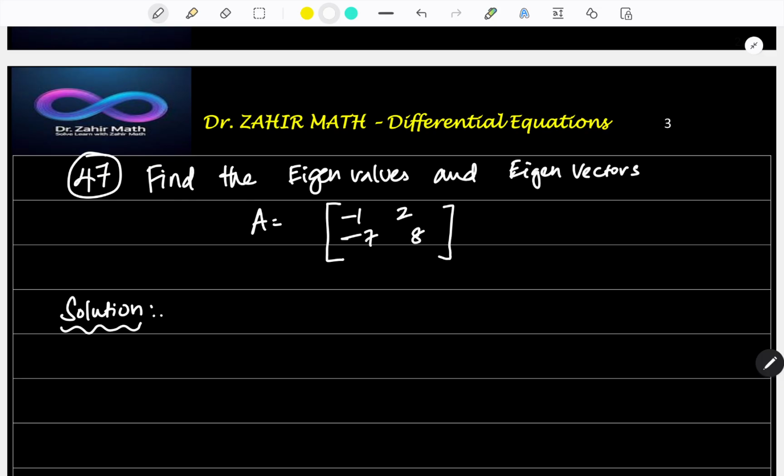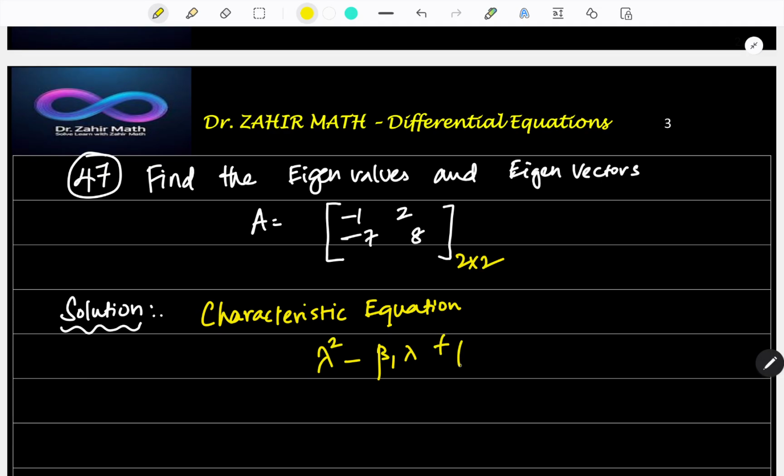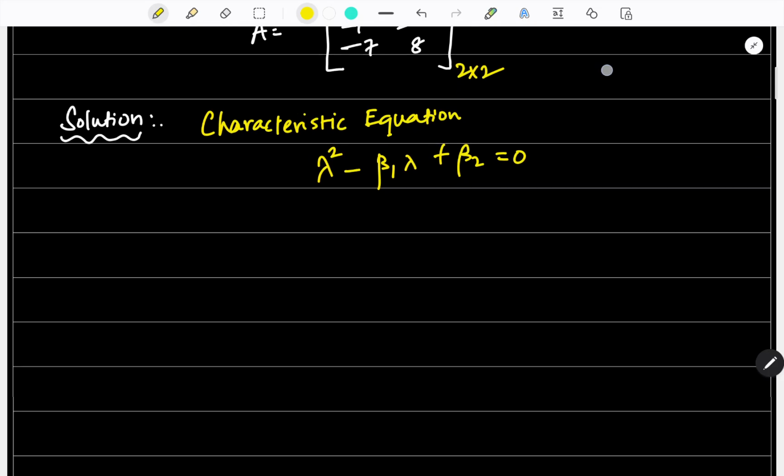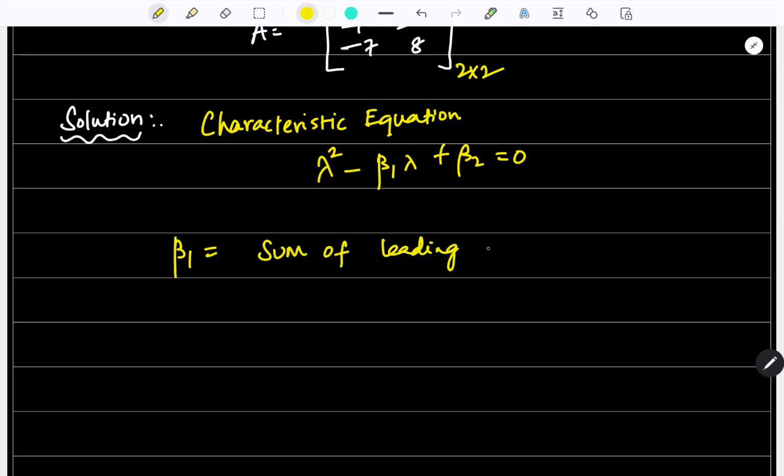Before starting the solution, I'll go back to the step numbers. Only 2 steps. First step is finding eigenvalues. Step number 2 is finding eigenvectors. Step number 1: first you're going to write the characteristic equation. It is a 2 by 2 matrix. How do you know it's a 2 by 2 matrix? 2 rows and 2 columns. So the characteristic equation is lambda square minus beta 1 lambda plus beta 2 is equal to 0. What is beta 1? Beta 1 is equal to the sum of leading diagonal elements.